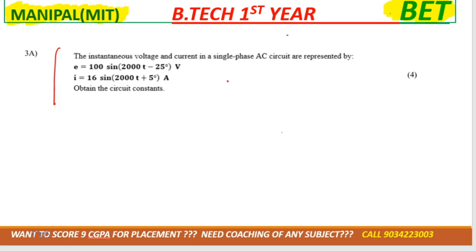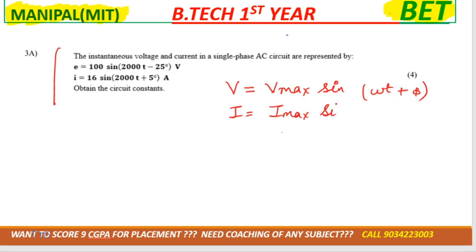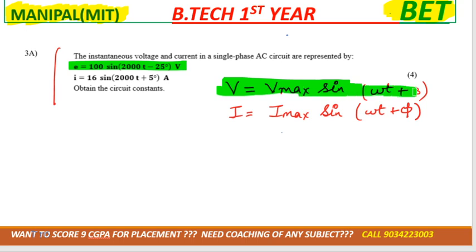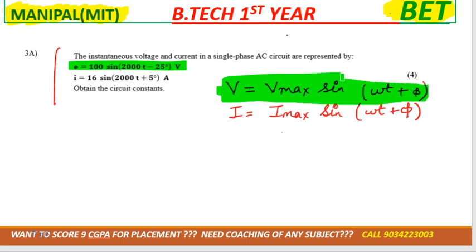So see, we'll have the standard equation. What is the standard equation of voltage? That is V equals V max sine of omega t plus phi. Similarly, we'll have the standard equation for current: I equals I max sine of omega t plus phi. If I compare this with the standard equation, E means the EMF, that is voltage only. They generally give this to confuse the student, that what is E. E means the voltage only.